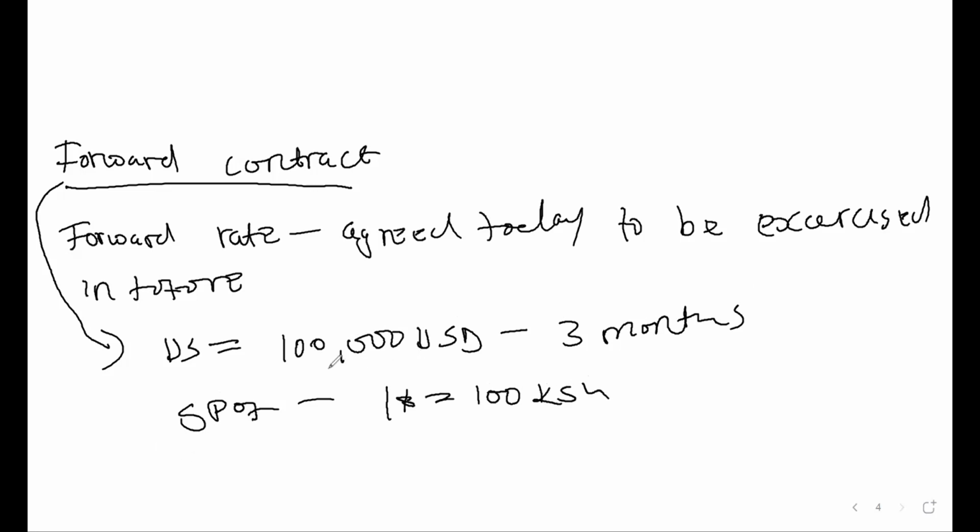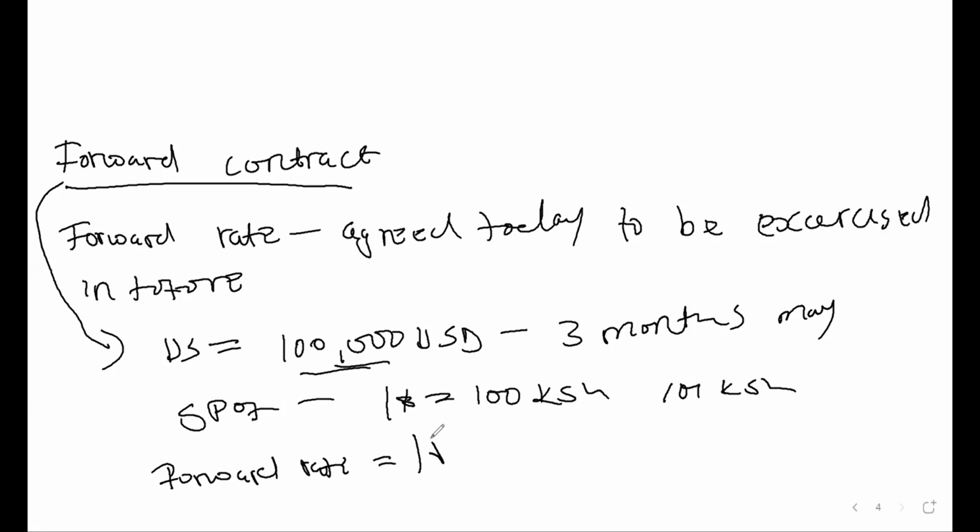Now you go to the bank, you tell them at such a date, 3 months from now, maybe May, I will have 100,000. At what rate will you buy this currency from me? So they do some speculation computations and they give you what we call a forward rate. So you get into a contract with the bank. They agree that if you come with the money, maybe we are going to do it at 101, 102 Kenya shillings.